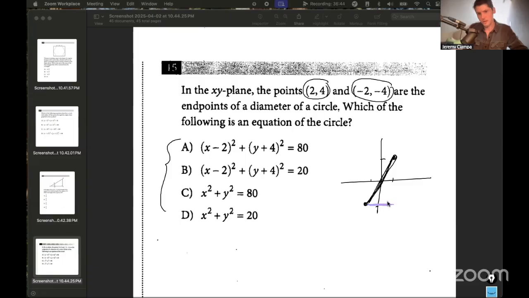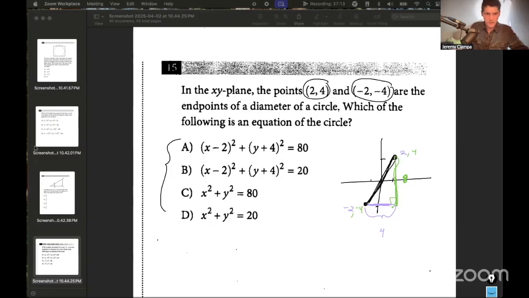I'll use purple here. The distance from -2 to +2 horizontally is just 4. And the distance formula says, figure out your vertical distance. From -4 up to +4 is a distance of 8. Okay, so now I can just think in terms of the Pythagorean theorem.